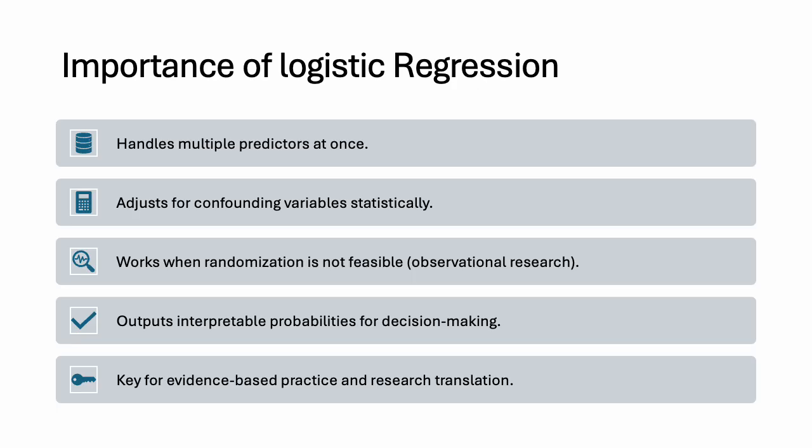Fourth, the model gives us interpretable probabilities, which is huge for decision making. Instead of saying something is related, logistic regression tells us how likely an event is to happen, and that's much easier to communicate in applied fields like healthcare or business. And finally, it's key for evidence-based practice and research translation in fields like medicine, public health, and even the social sciences. Logistic regression is one of the most trusted tools for turning raw data into meaningful, actionable evidence.